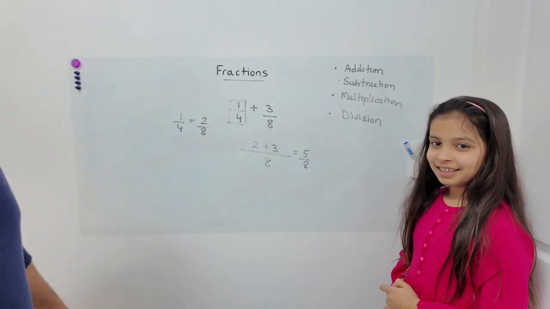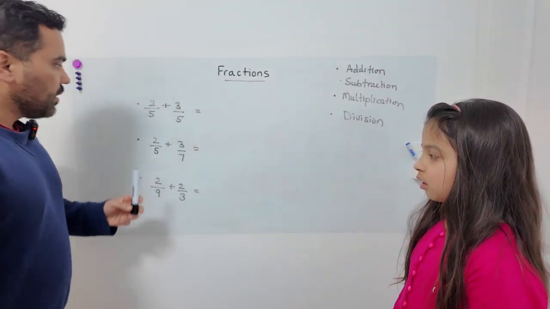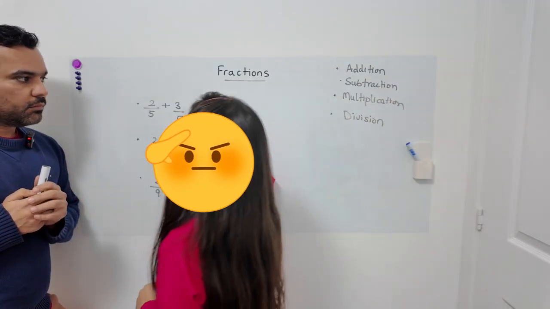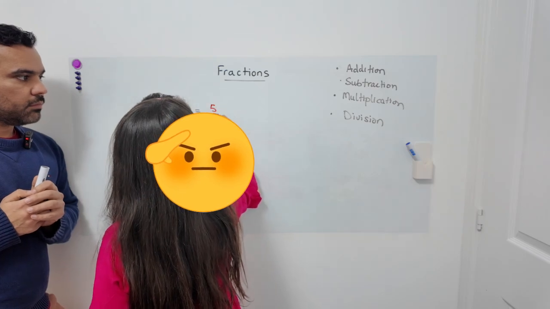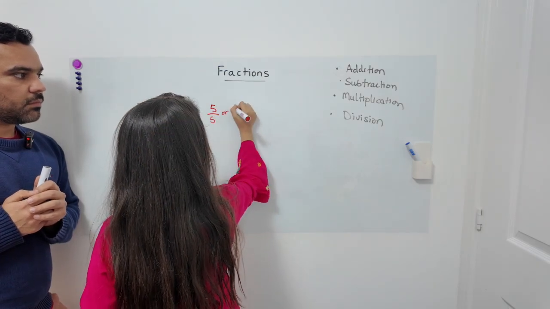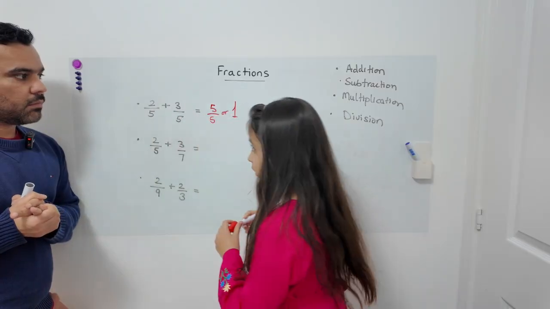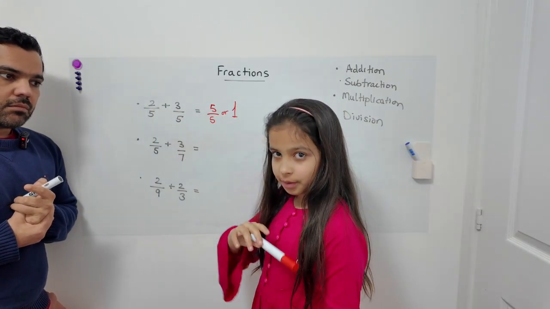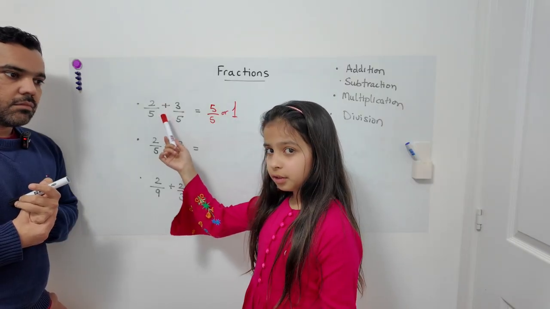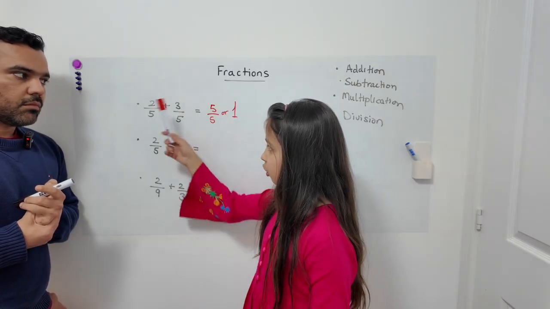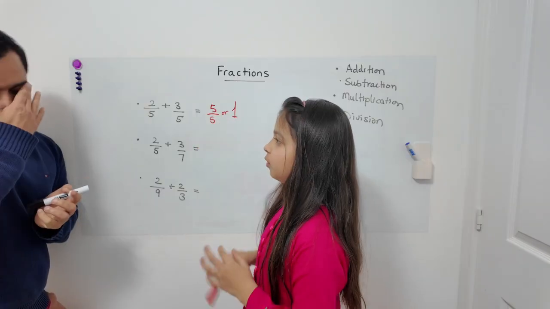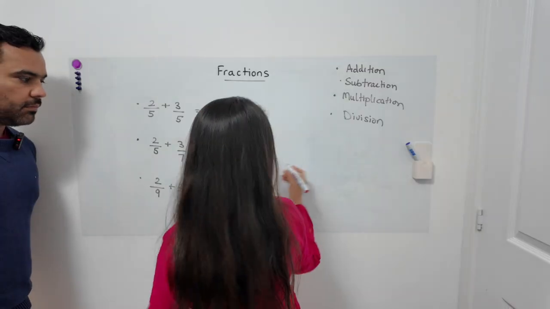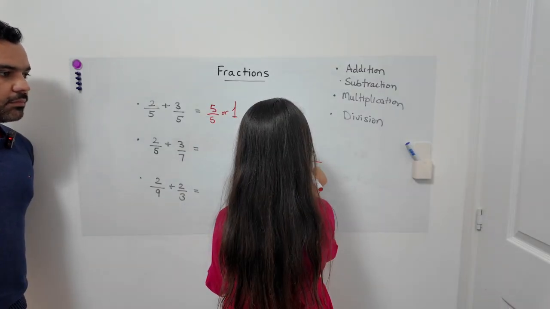Right, so let's try some more examples. Solve this one and explain as well, please. Because the denominators are the same, you don't add the denominators, but the numerators are different, so you have to add the numerators. 2 plus 3 is 5, so 5/5 or 1. Okay, fair. And this one?